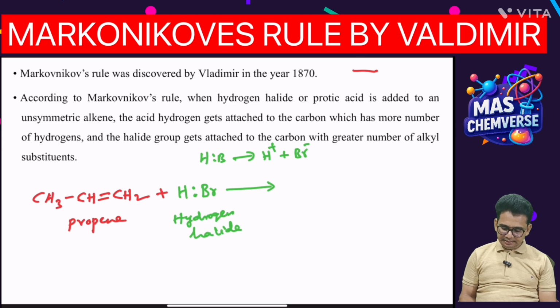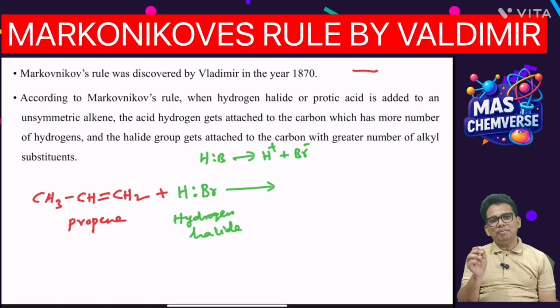According to Markovnikov's rule, hydrogen goes to that doubly bonded carbon which has the more number of hydrogens. Listen carefully. Doubly bonded carbon only I am saying. Around the double bond, two carbons are there. Of the two carbons, the one with more hydrogens is where this hydrogen goes.